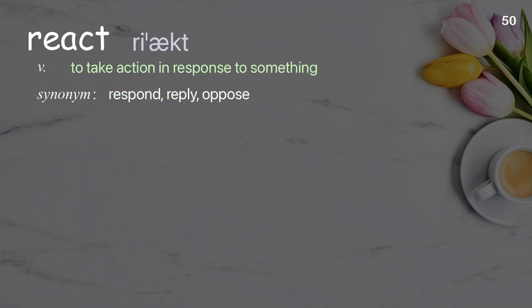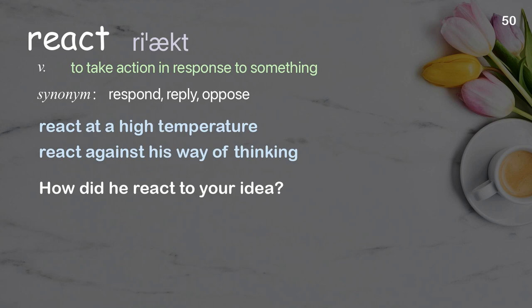React. To take action in response to something. Examples. React at a high temperature. React against his way of thinking. How did he react to your idea?